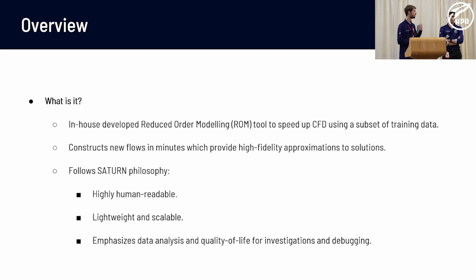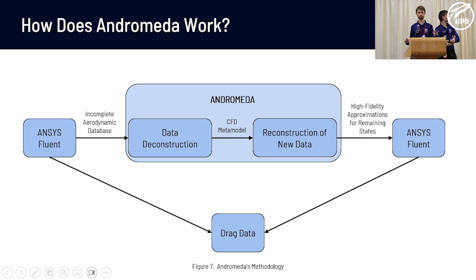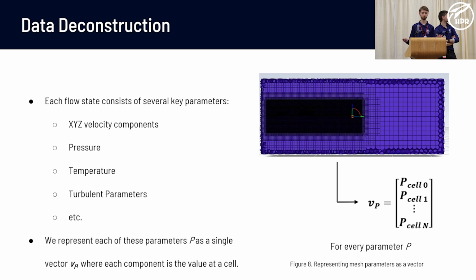So how can we actually deconstruct the data? Well, every flow state contains several key parameters, such as your flow velocity components, your pressure, temperature, and so on. And these parameters all have a unique value at every cell in the mesh. So it makes sense to represent every parameter as its own state vector, where every component in that vector is the value of that parameter at a given cell in the mesh.